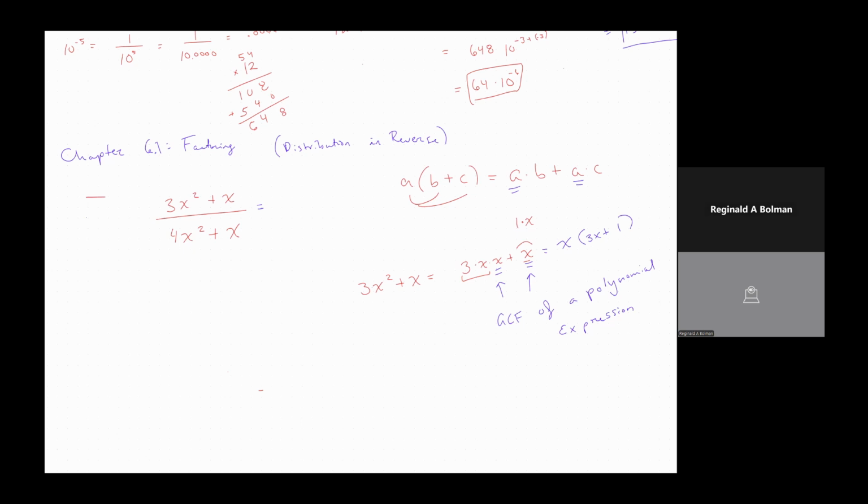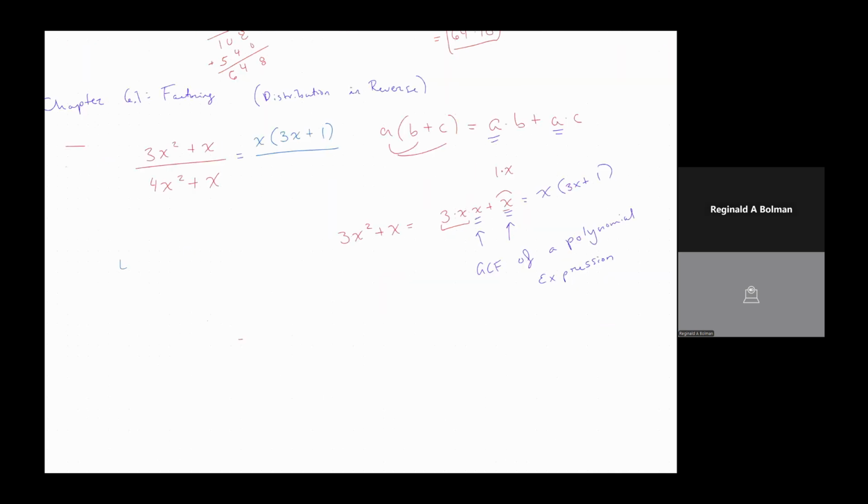And so when we do that, we can now rewrite this top expression as x times the quantity 3x plus 1. But we can also do the same thing for the bottom expression. For the bottom expression, you've got 4x squared plus x. And if we expand out the x squared, you'll see that we can rewrite this as 4 times x times x plus x. And there is an x in common. So we can do the same thing here. We'll take out our x, and we'll write x times the quantity 4x plus 1.